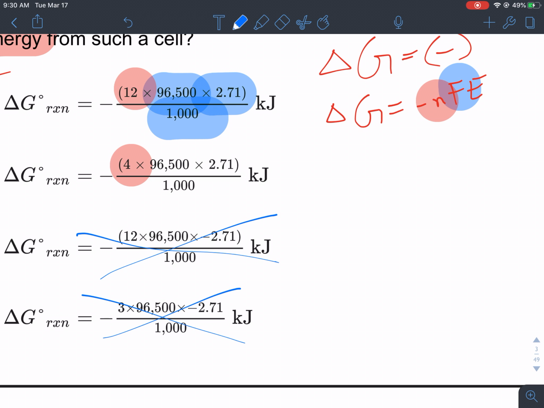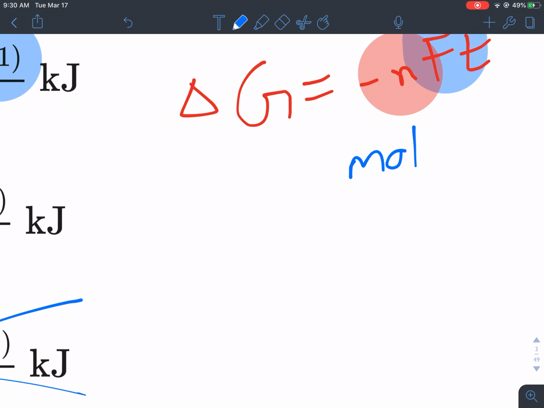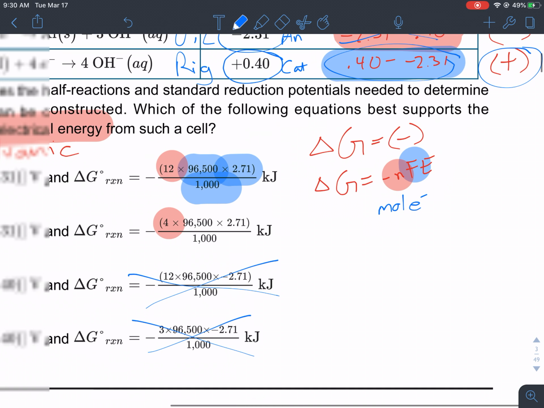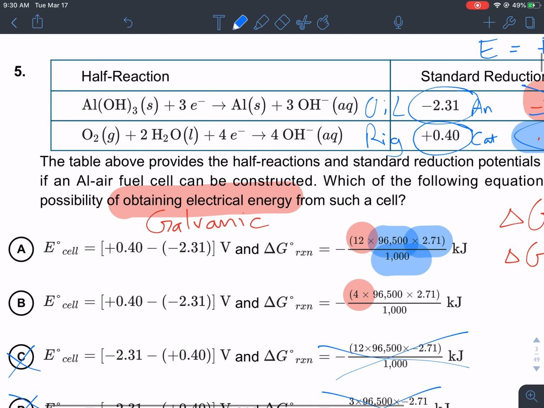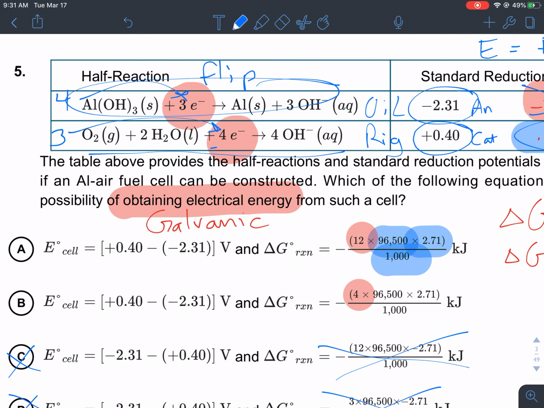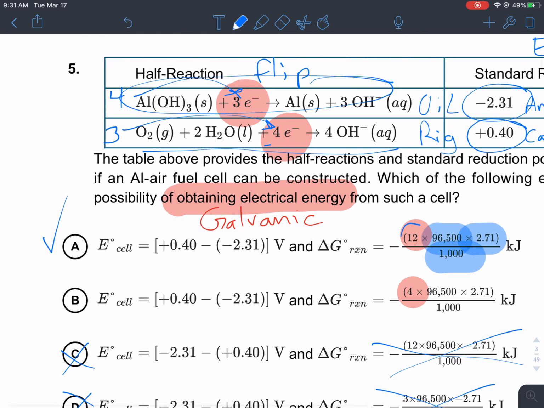What does the n stand for? It stands for moles, but not just any kind of moles. It's the moles of electrons. We have to flip this equation because it is the oxidation reaction. We leave this one on its own because it is the reduction reaction. Notice the electrons here. This has 3 and this has 4. They need to cancel out. How do they cancel out? We will multiply this top equation by 4 and this bottom equation by 3, and they will cancel out. You'll have 12 electrons and 12 electrons. The correct answer is A, 12 electrons.